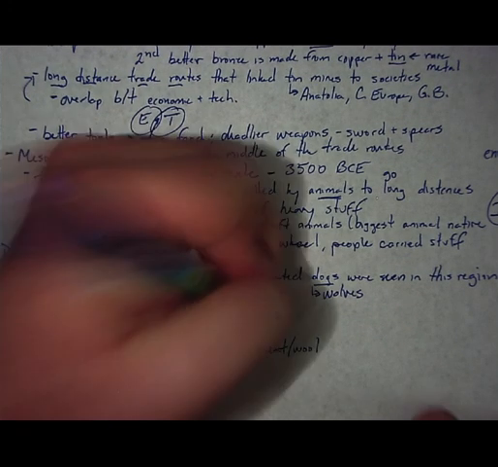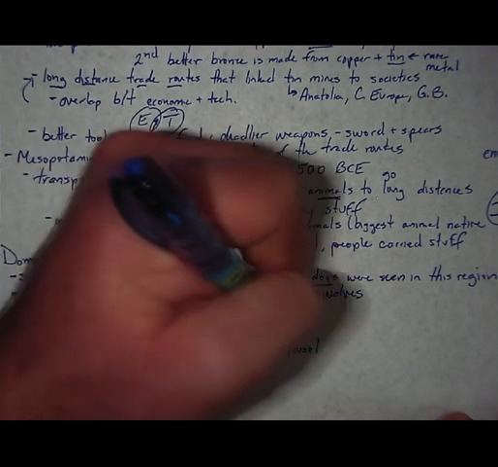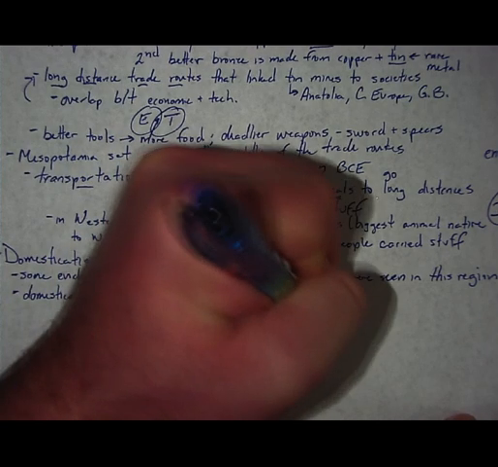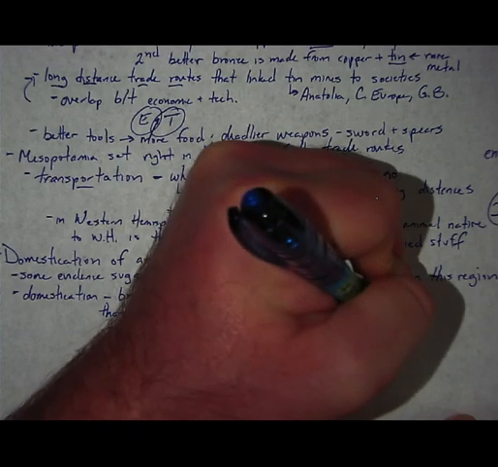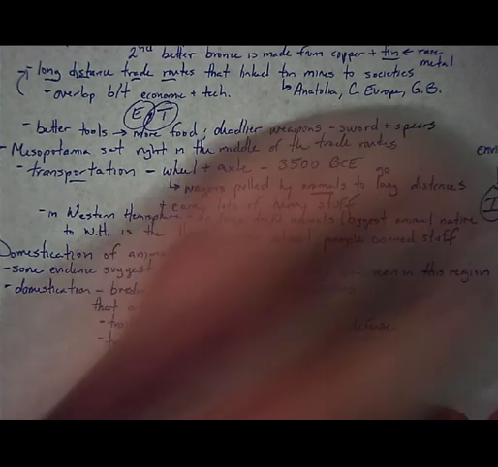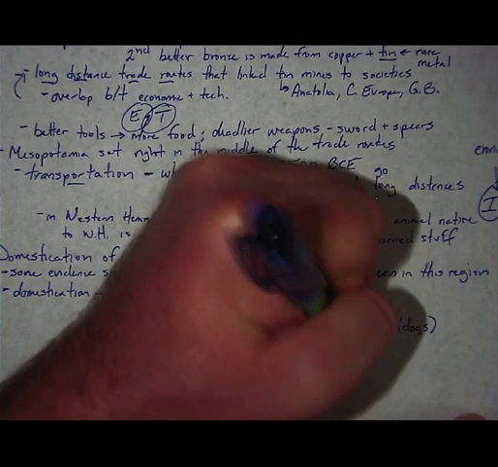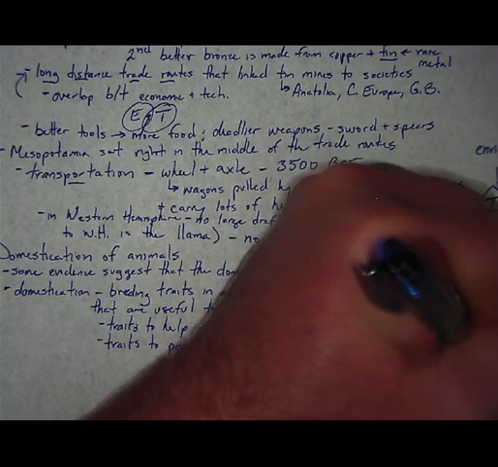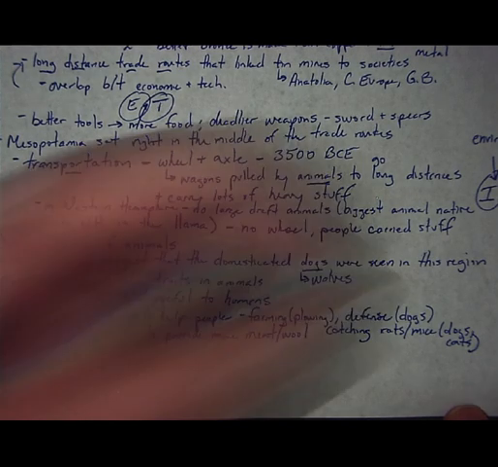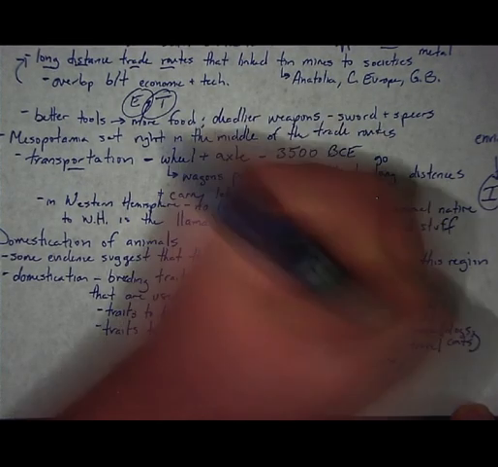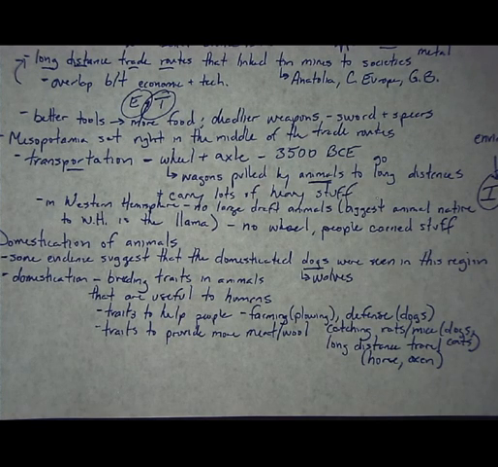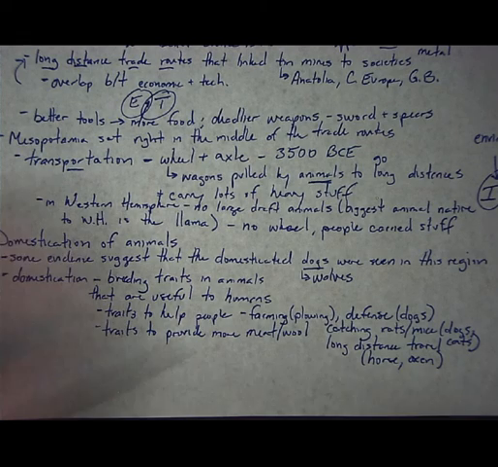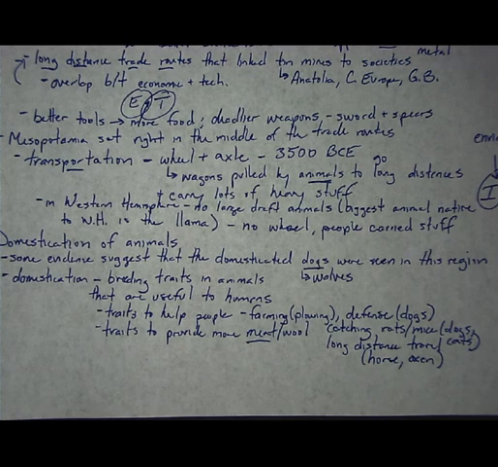So if we're thinking about traits to help people, we might think about help with farming, like plowing fields. We might see help with defense. That's where the dogs might come in. Catching rats or mice, which is where dogs or cats might fall in. Or long distance travel. And that's where we might see horses or oxen or something like that. And we might also see domesticating animals, breeding animals to provide more meat for the community when you slaughter them.